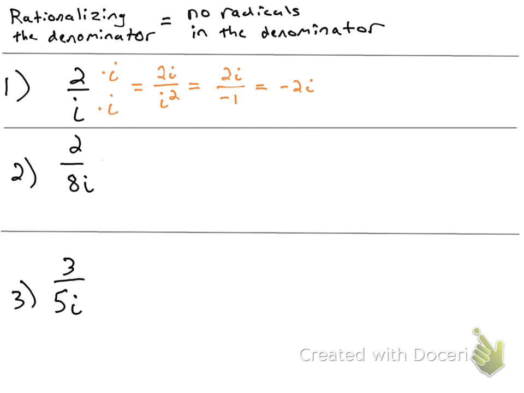Number 2, before I multiply, what can I do here? I can simplify, good. So that'll be 1 over 4i, with that i in the denominator, okay? So again, what will I multiply by here? i. So it gives me i over 4i squared. And i squared is what? Negative 1. So it gives me i over negative 4. And so the way you would want to write that is as negative 1/4 i.